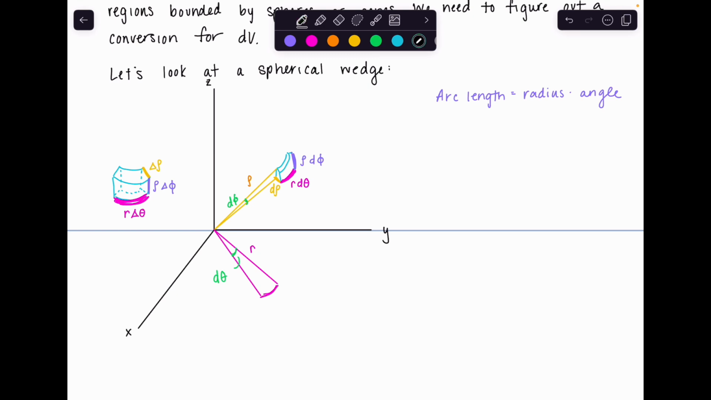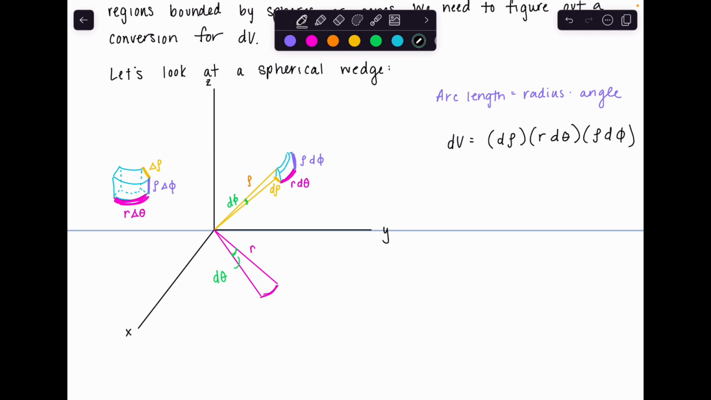So when I want to find the volume of the spherical wedge, we're just going to multiply these three things together. That roughly gives us the idea for the volume of a rectangle. But again, because you're going to take such microscopic pieces, this curve isn't going to make a ton of difference. So multiplying all of them together, it's going to give us d rho, then r d theta, and then rho d phi.